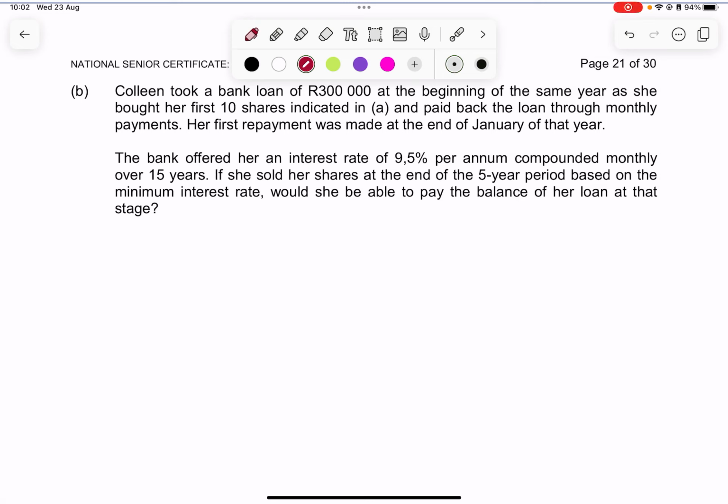Okay, B. Colleen took out a bank loan of $300,000 at the beginning of the same year as she bought the first 10 shares indicated in A and paid back the loan through monthly repayments. Her first repayment was made at the end of January that year. The bank offered her an interest rate of 9.5% per annum compounded monthly, so we don't really need to change that 9.5 over the 15 years. If she sold her interest at the end of the 5-year period based on that minimum interest rate, will she be able to pay off the balance of her loan at that stage?